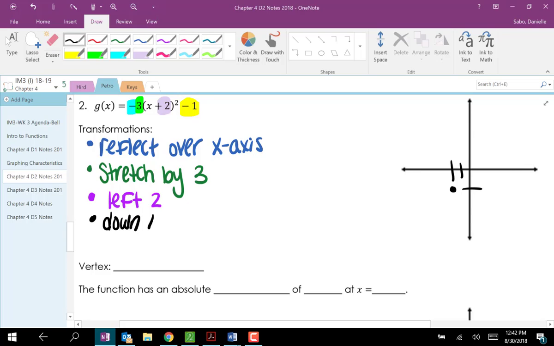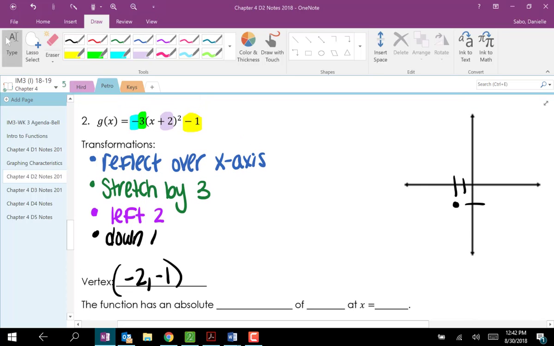That's your vertex. So if I went left 2, do I have a positive or a negative 2? Very good, a negative 2. And that's what I mean by it's originally negative and it changed to positive because of that. And going down 1, it would be negative 1. And that's your h, k. You could have looked at your vertex formula and look, there's h, k. It tells you it's negative 2, negative 1.